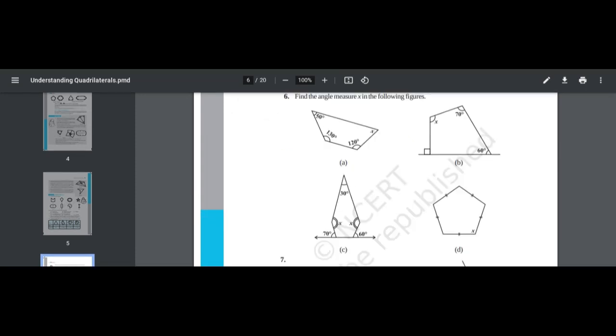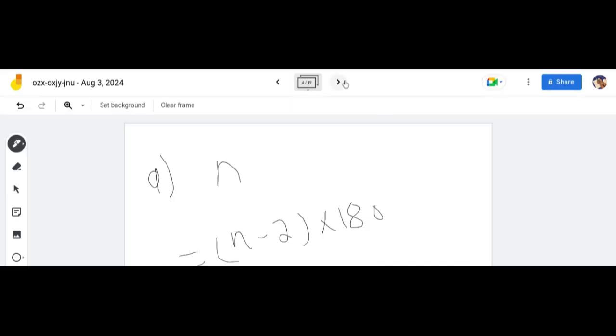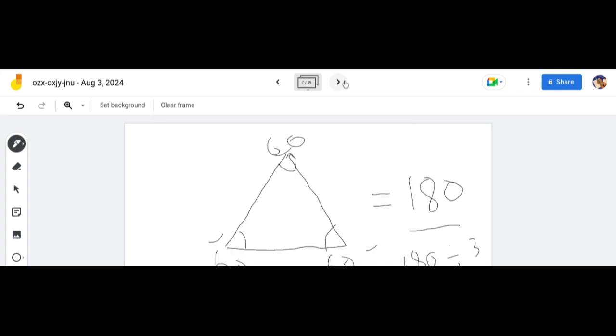Yes, we have to measure the angles according to their existence. If there is a triangle, the sum of angles is 180 degrees; if there is a quadrilateral, it is 360 degrees. On the first picture, we have 120, 130, and 50, and for the last angle we have to find x. Firstly, we have to add all these: 120 plus 130 plus 50. The answer is 300.